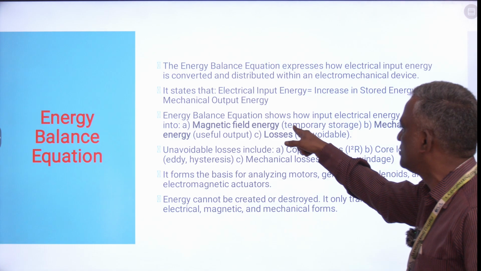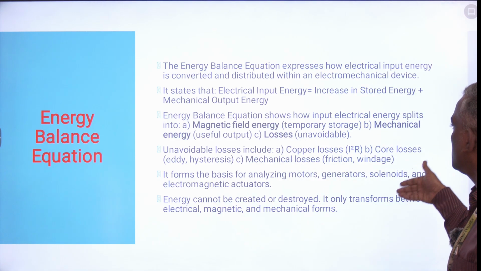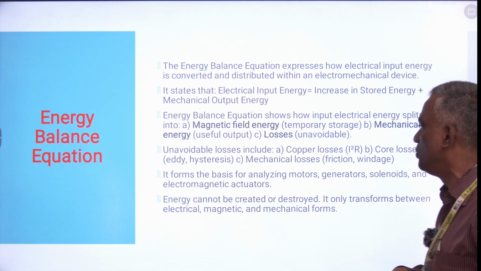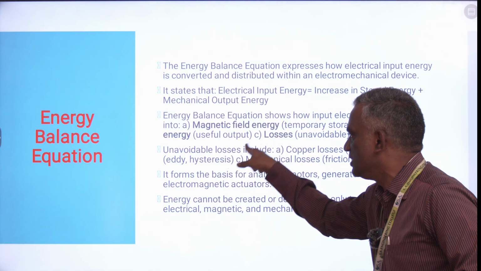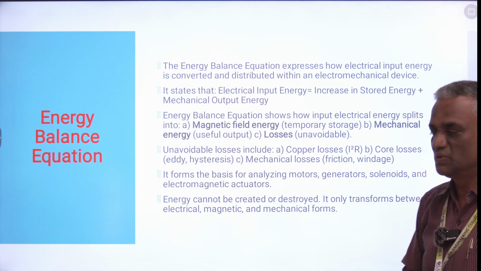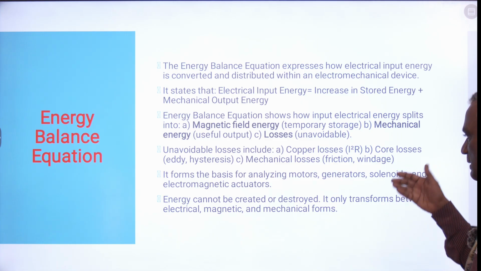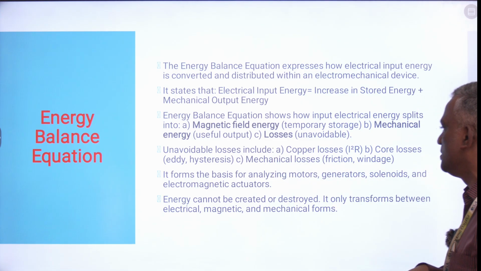The first one is the magnetic field energy, which is a temporary one. Next is the mechanical energy, which I told is the output. A very important thing is that it is the useful output. Along with that, we will have losses also. I cannot avoid the losses, which is why I gave the word unavoidable losses.